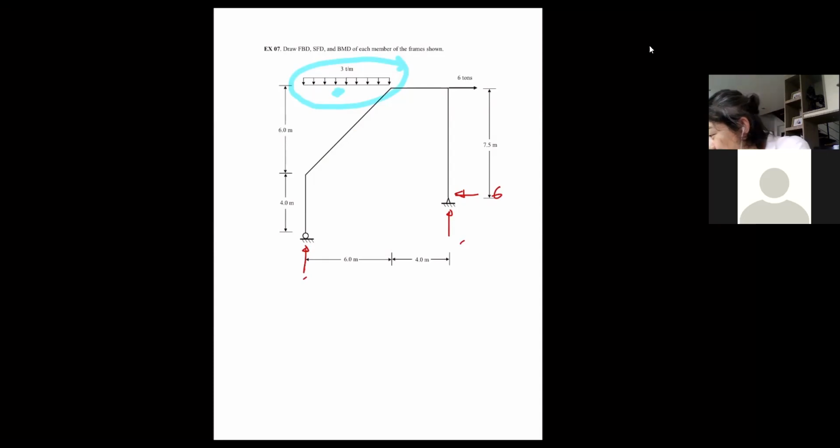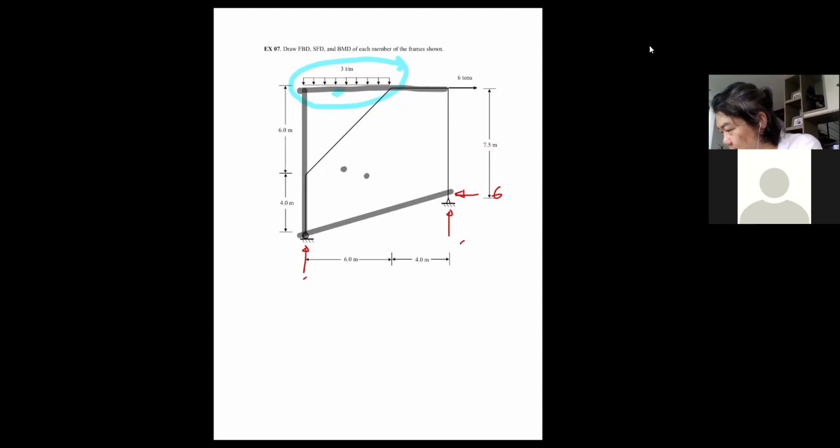Now let's say I don't have a frame at all, I have one piece of whatever that is, maybe a rigid body or anything.